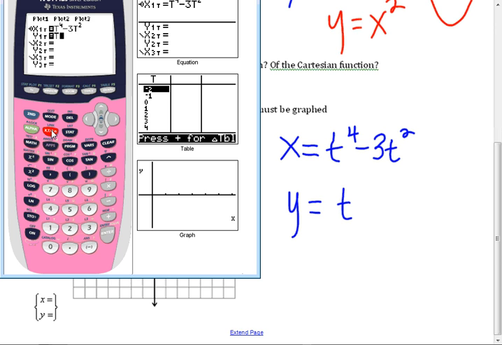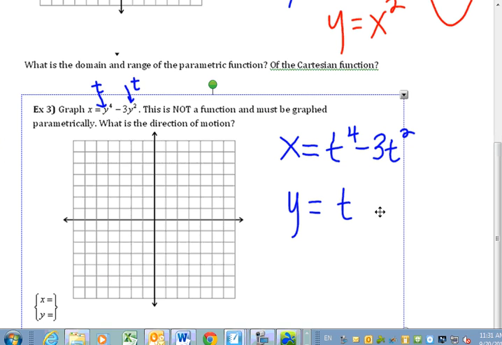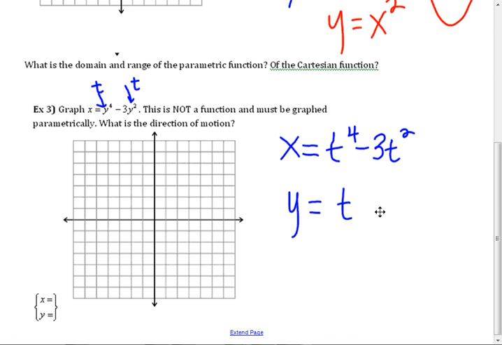Now I've got another problem. I got to figure out my domain and my range. Okay, what would you like t to go between? Because that's going to determine everything. Keep in mind, I'm going to raise t to the 4th power. So the minute you get to 2, you're up to 16.